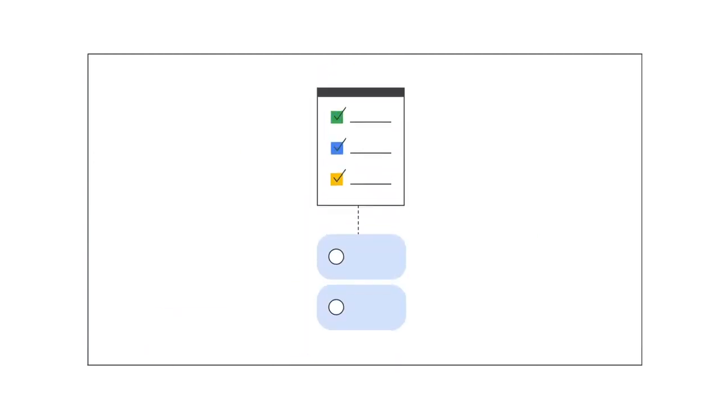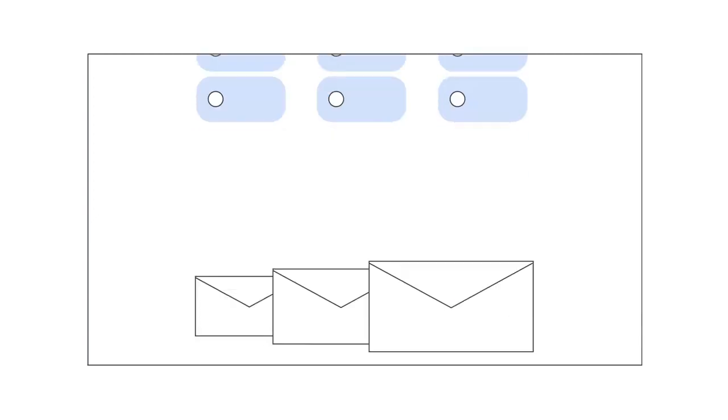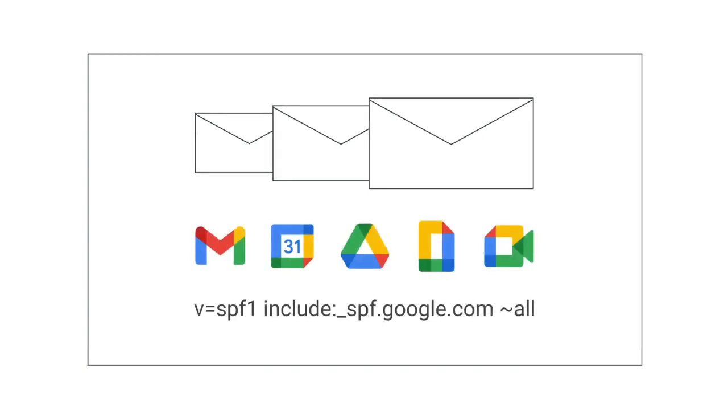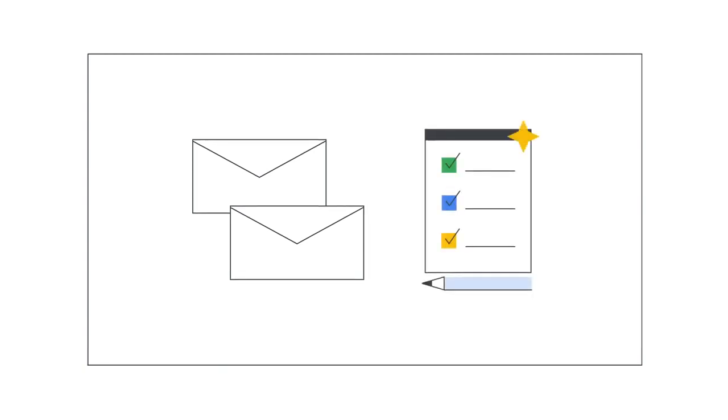A single domain can have only one TXT record for SPF. However, the SPF TXT record for a domain can specify multiple servers and domains that are allowed to send mail for the domain. If all email from your organization is sent from Google Workspace, use this line of text for your TXT record: v=spf1 include:spf.google.com ~all.